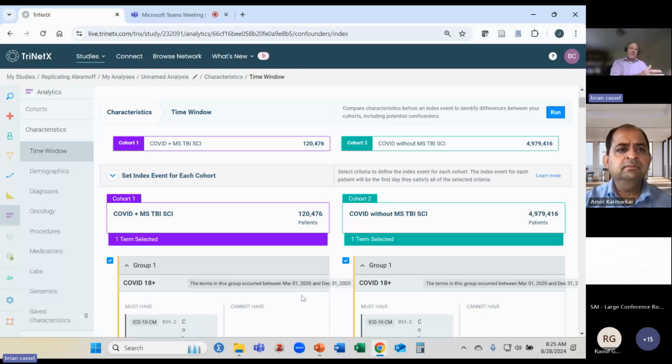And we have our baseline time period beforehand, which is where we're going to look at characteristics on which the two cohorts need to be balanced. And then we have the outcome window after that index event. So that's essentially all we're doing here in this first step.